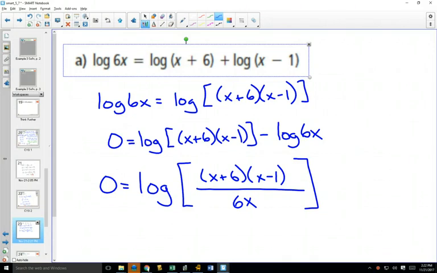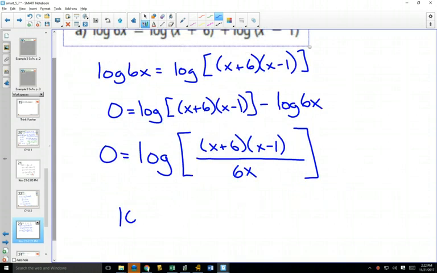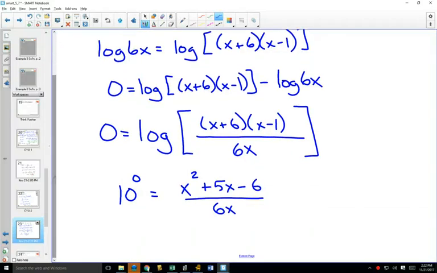So now that we've got a single logarithm, now we have to use our definition. Our definition says change to exponential form. What's the base? 10. What's the exponent? 0. Equals. I'm going to multiply this out, so it's x squared plus 5x minus 6 over 6x. Now 10 to the 0 is equal to 1.